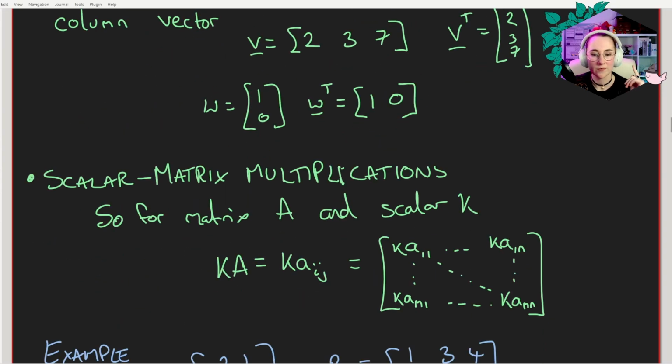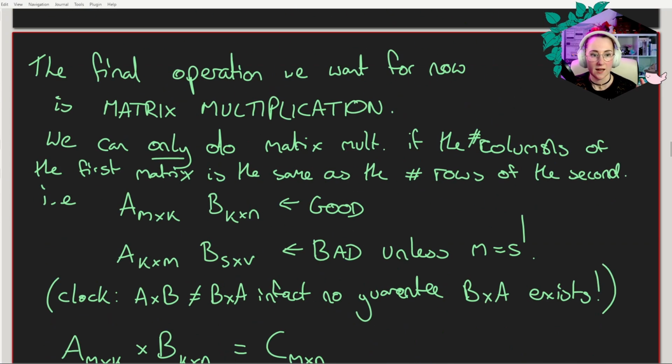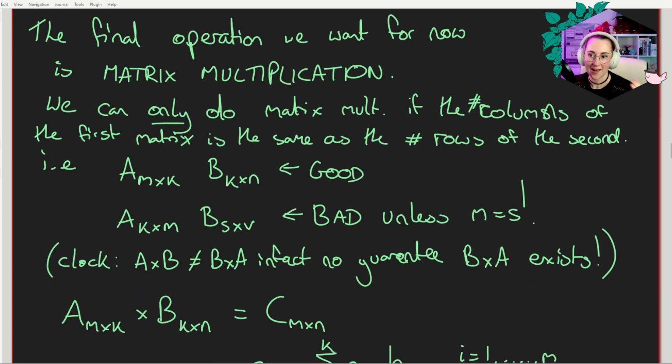Anyway, then we did scalar matrix multiplication. We multiply that scalar by every element in the matrix, and that's how we do scalar multiplication. Then we did matrix multiplication, and that requires the number of columns of the first matrix to be the same as the number of rows of the second matrix. And basically for an m by k times a k by n, we get an m by n, and we get rid of that k.